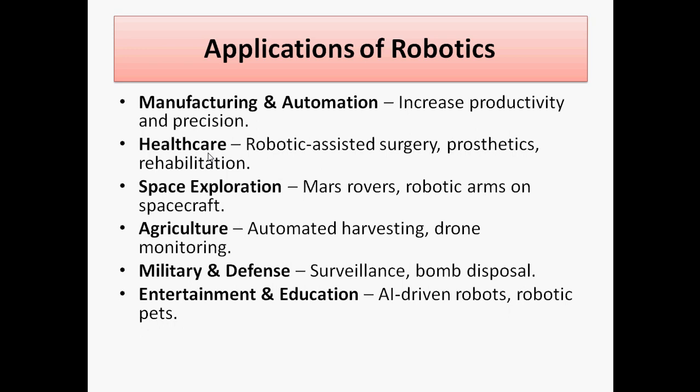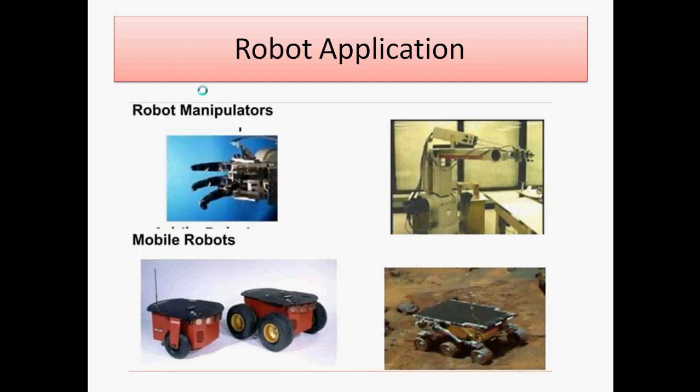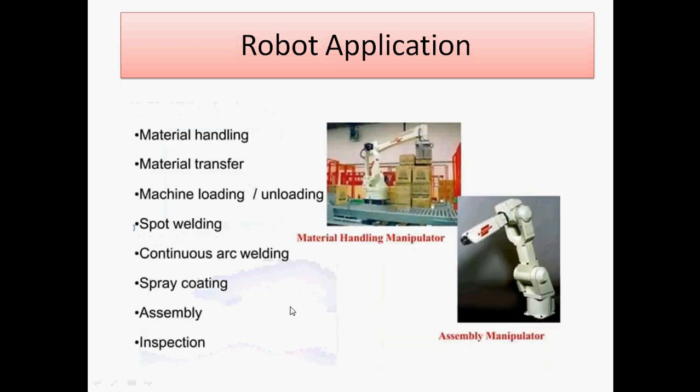The next is entertainment and education. AI driven robots are used for entertainment and education purposes. We are also using robotic pets for entertainment. Now next we are discussing robot applications. Different manipulators are used for pick and place, and for approaching different areas. The next is mobile robots. Here we attach wheels to the robot and move it from one place to another place, that is for movable areas.